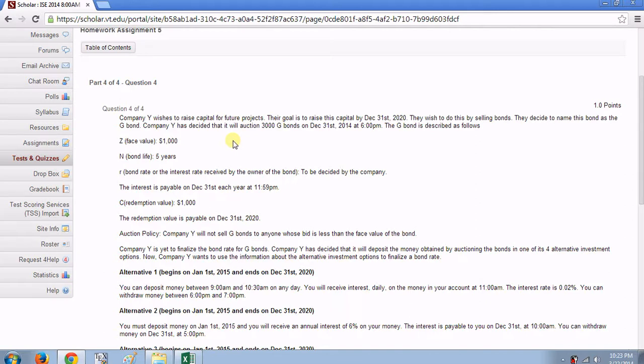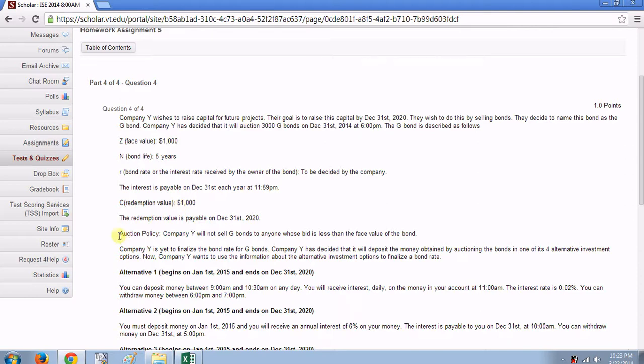Now the bond life is 6 years, so you have to figure out how much interest you're willing to pay the owners of the bond over the next 6 years. And you also have to give the owners of the bond a redemption value, or a redeemable price, whatever, redemption value, let's go with that. Now the redemption value is payable on December 31st, 2020. Fine, another piece of information.